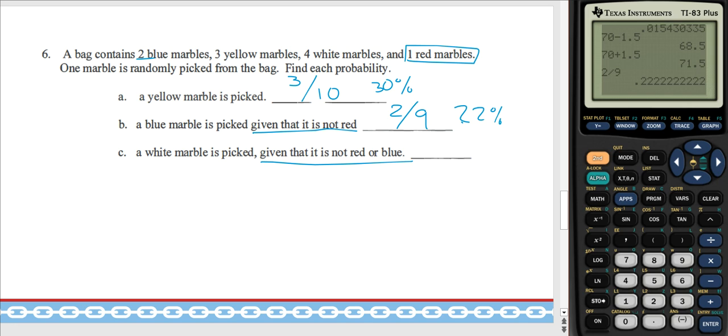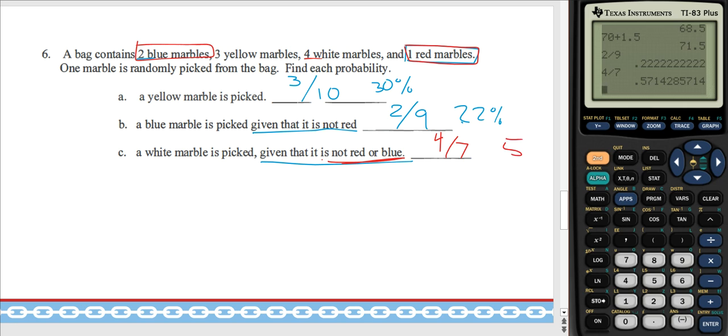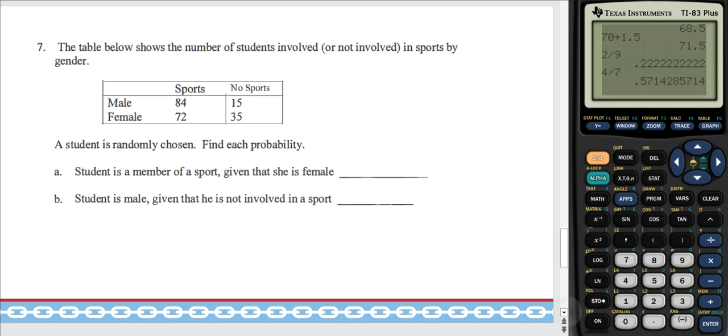And then for part C, it says what is the probability that we pick a white marble given that it is not red or blue. So we are going to take out the blue, and this red again is still going to be out. So we have 7 marbles now instead of the 10. And there are 4 whites according to what we were told. So then we would do 4 divided by 7. That would be a 57% chance. A 57% chance there for the last part of number 6.